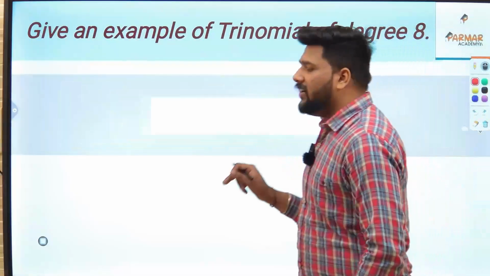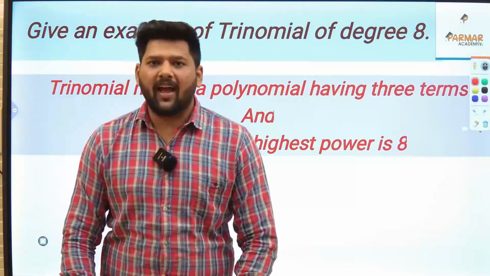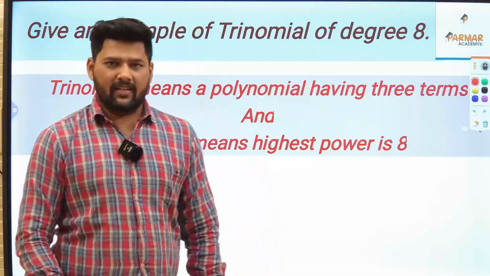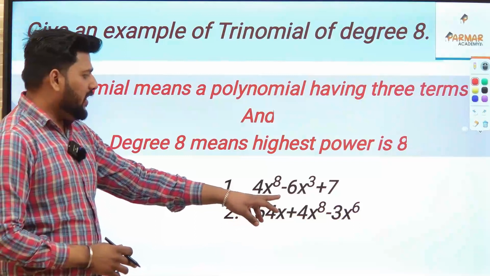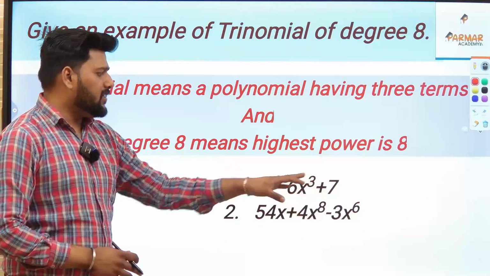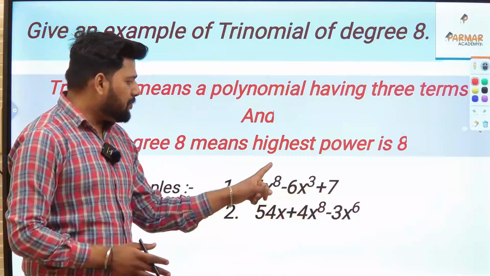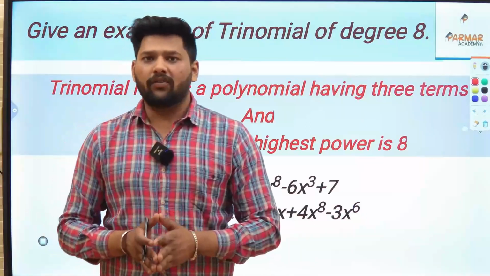So next, give an example of a trinomial of degree 8. We know what a trinomial is. A trinomial is a polynomial having 3 terms, and degree 8 means the highest exponent is 8. So the first example is 4x raised to power 8 minus 6x raised to power 3 plus 7. Clearly this polynomial has 3 terms and the highest power is 8. So this is one example of a trinomial of degree 8.